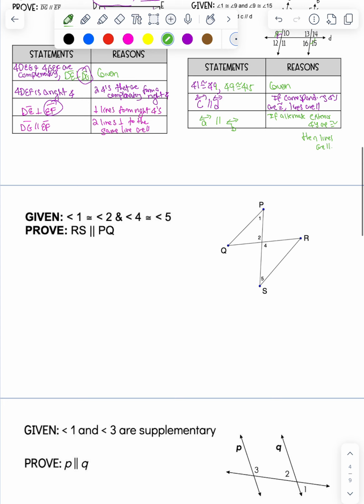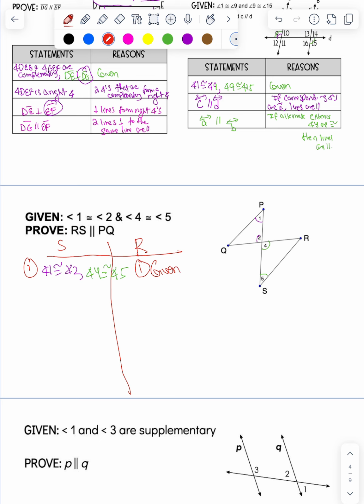Moving on to our next proof over here, we have angle 1 is congruent to angle 2, and we have angle 4 is congruent to angle 5. And our goal is to prove that RS is parallel to PQ. So I'm going to just set up our statement reason chart really quickly over here. I'm just going to write S for statements and R for reasons. So I'm going to put over here angle 1 congruent to angle 2 and angle 4 congruent to angle 5. So that is going to be given to us. So our goal is to show that RS is parallel to PQ.